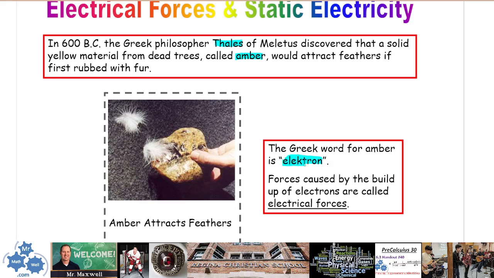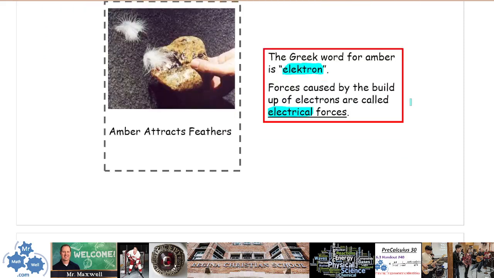So we have electron with a K. A lot of Greek words have Ks instead of Cs for the K sounds. Forces caused by the buildup of electrons are called electrical forces. So there's a picture there for you. Amber is not purely just sap from the tree, but it's something like that. It's a solid material from decayed dead trees.